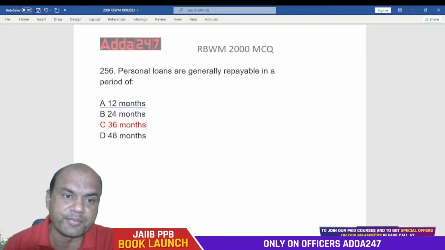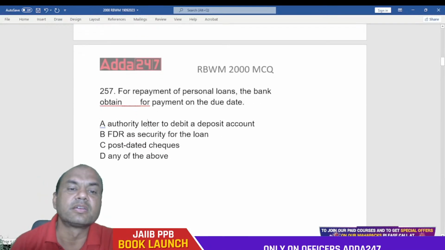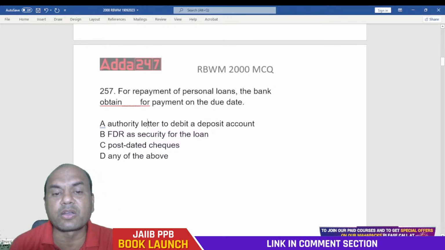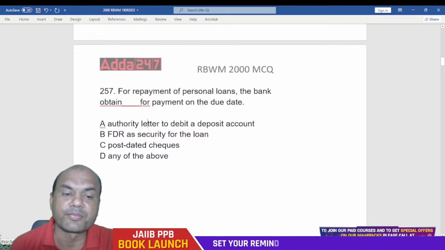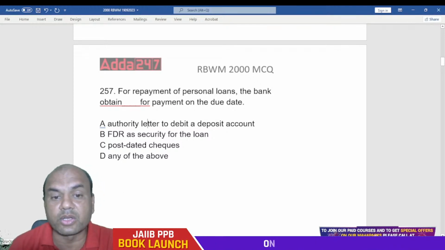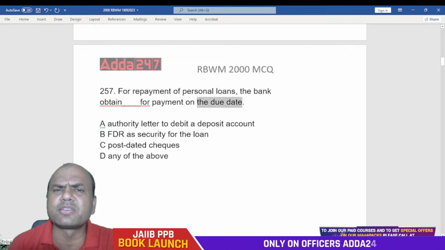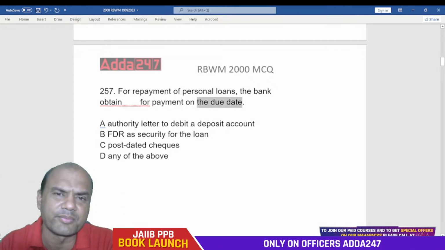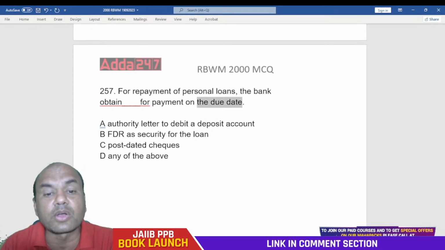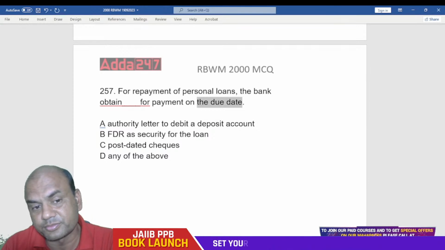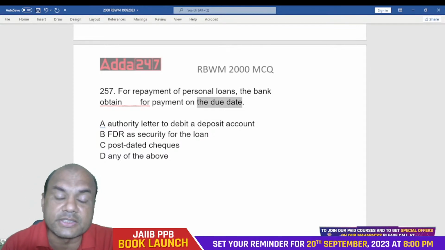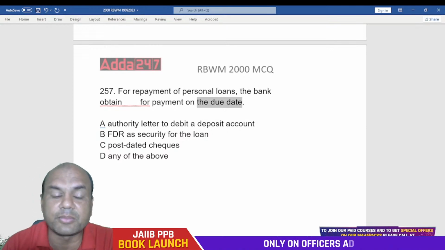Okay. Chalo, next one. For repayment of personal loans, banks obtain dash for payment on the due date. So what do the banks obtain? On the due date, the customer should pay. Means every month we have that EMI date, right? So for that date, what do the banks take? Authority letter to debit a deposit account, FDR as a security for the loan, post-dated checks, and any of the above.